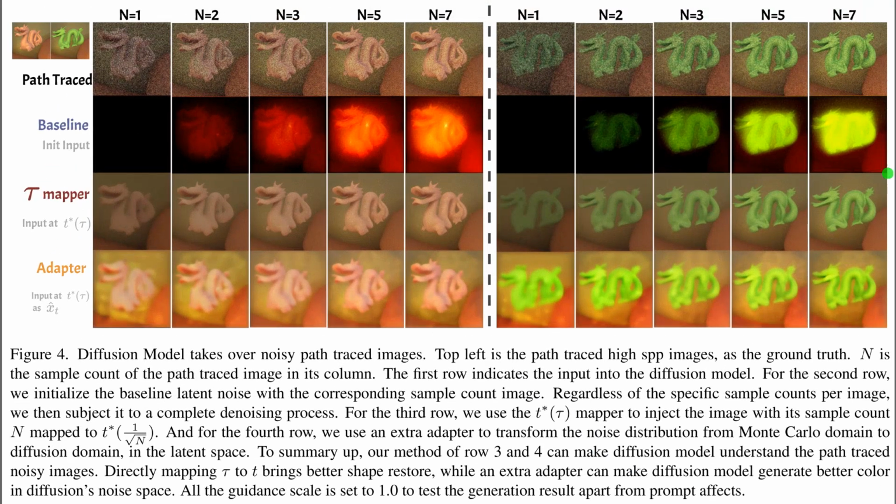So Figure 4 puts this theory into practice by demonstrating how the diffusion model takes over noisy, path-traced images. The top row displays the inputs, which are grainy renders with extremely low sample counts, ranging from just 1 to 7 samples per pixel. In the second row, a standard baseline attempts to denoise these but essentially fails, producing undefined, glowing blobs because it misinterprets the specific statistics of Monte Carlo noise. By contrast, the third row uses the author's proposed tau mapper to correctly align the noise levels, which successfully recovers the distinct 3D shape of the dragon. Finally, the bottom row introduces a lightweight adapter to fix the color distribution, resulting in a clean, high-fidelity output that closely matches the ground truth.